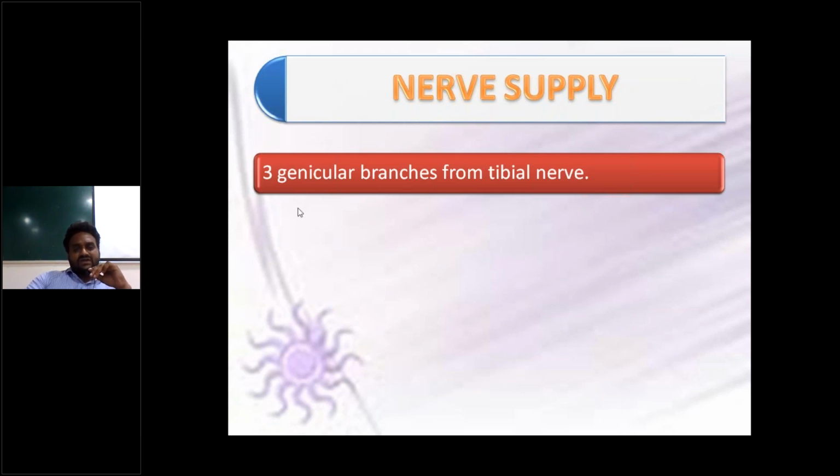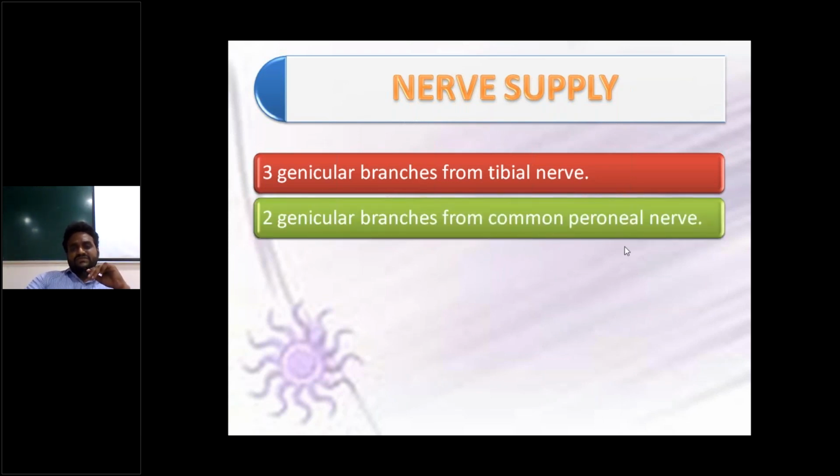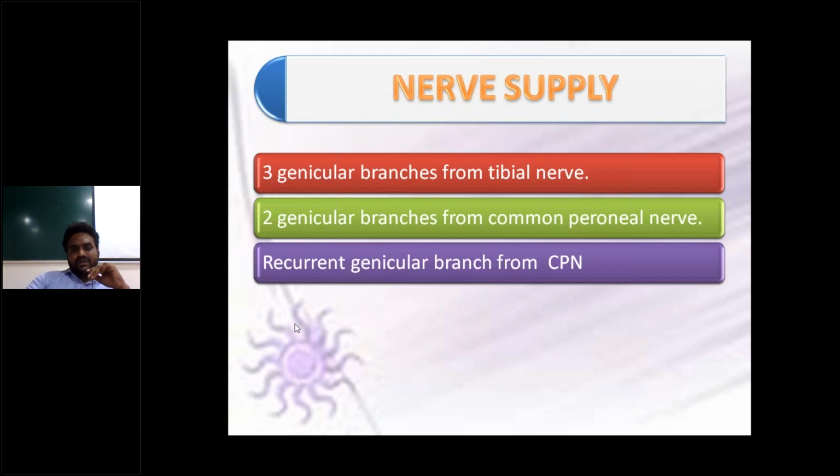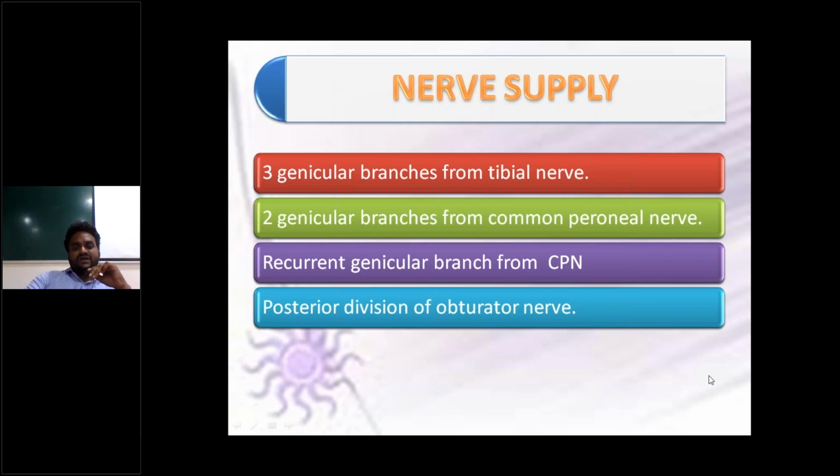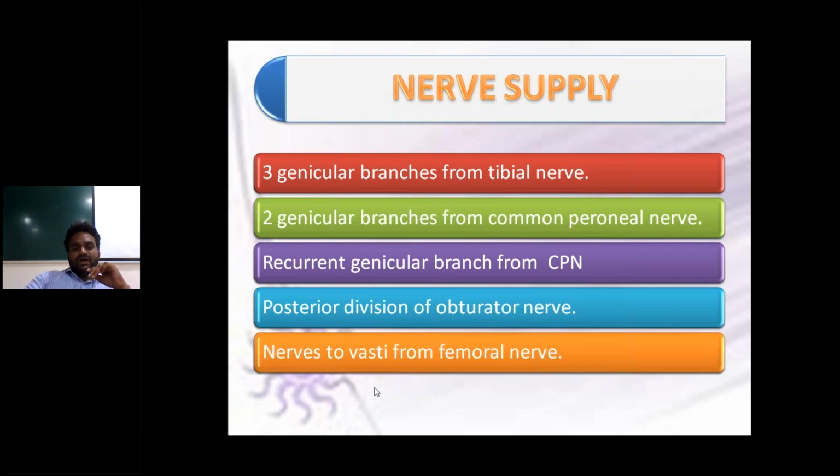Those nerves are: 3 genicular branches from the tibial nerve, 2 genicular branches from the common peroneal nerve, a recurrent genicular branch from the common peroneal nerve, the posterior division of the obturator nerve, and the nerve to vasti from the femoral nerve. You see, this is a synovial joint supplied by a number of nerves: branches from the tibial nerve, common peroneal nerve, obturator nerve, and femoral nerve.